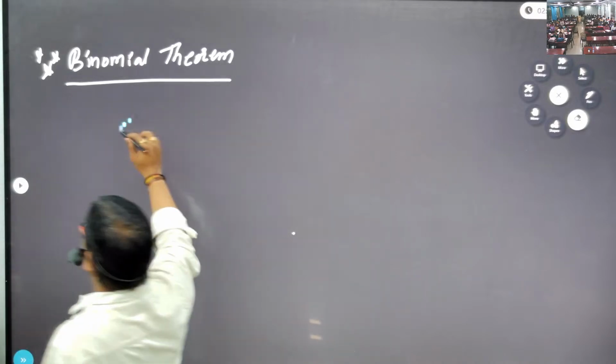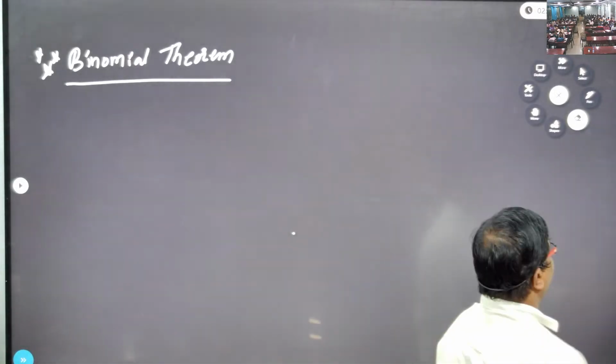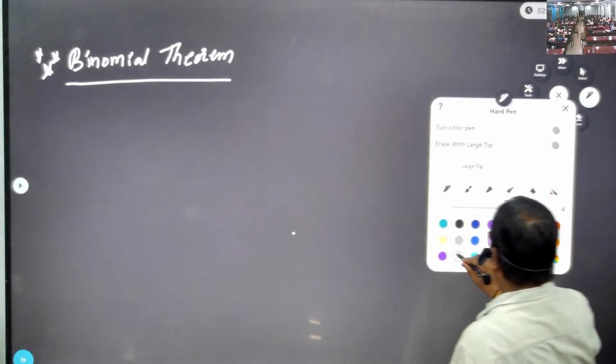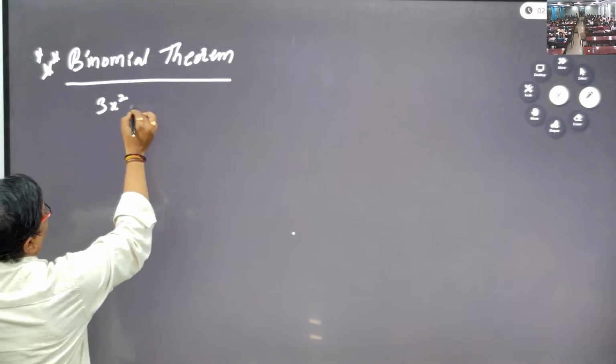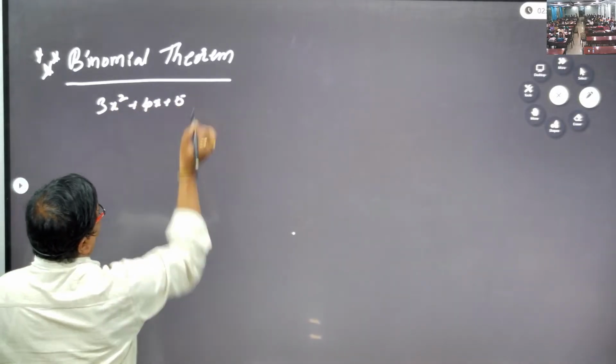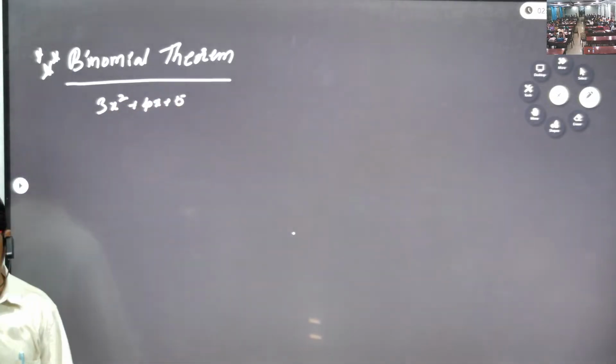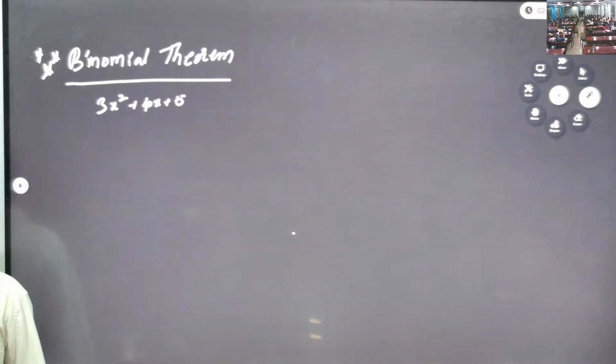And when I am speaking about these 3 terms, that is 3x square plus 4x plus 5, how many variables or how many elements are involved? 3, or more than 3, or only 2? 3 elements are involved. So what is binomial theorem?